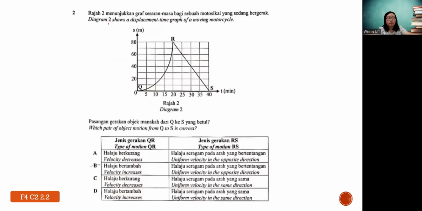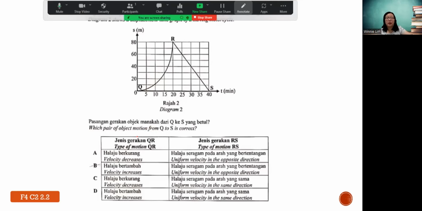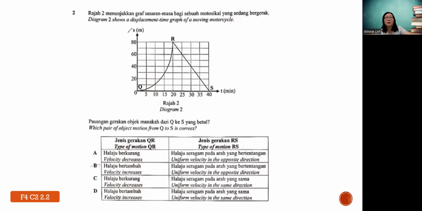Question 2. Diagram 2 shows a displacement-time graph of a moving motorcycle. This is from chapter 2, linear motion graph. Which pair of motion from Q to S is correct? Every time you look at a graph, always be careful about the y-axis. Is it a displacement-time graph or a velocity-time graph?